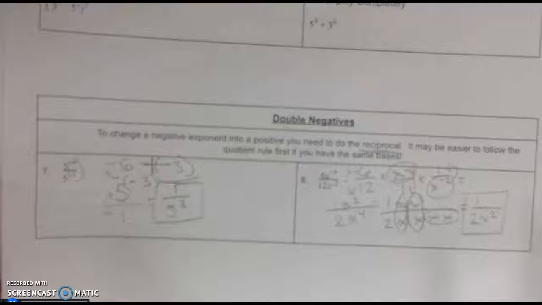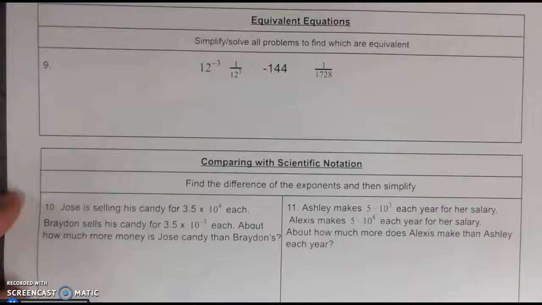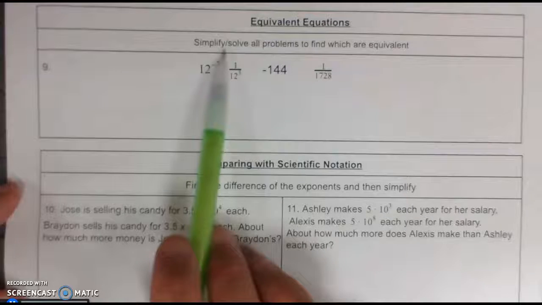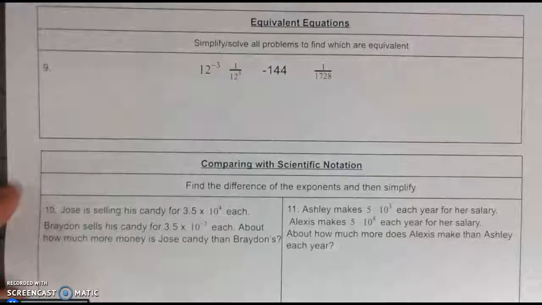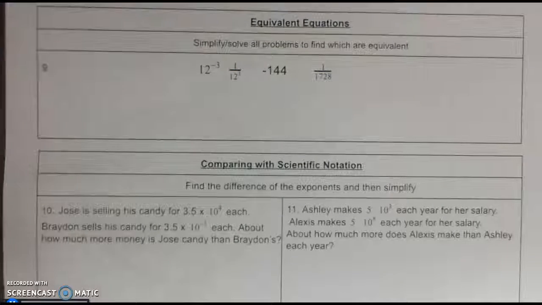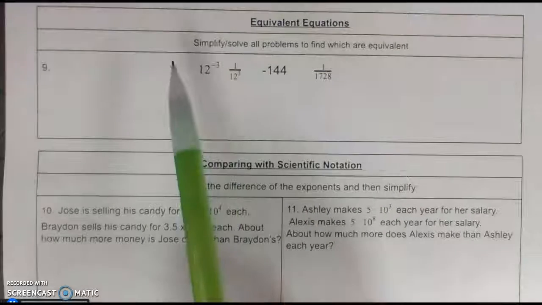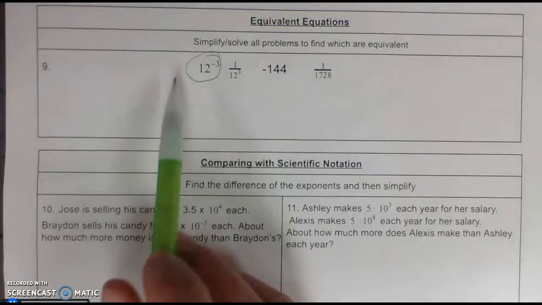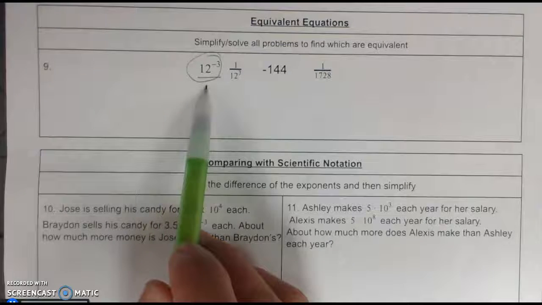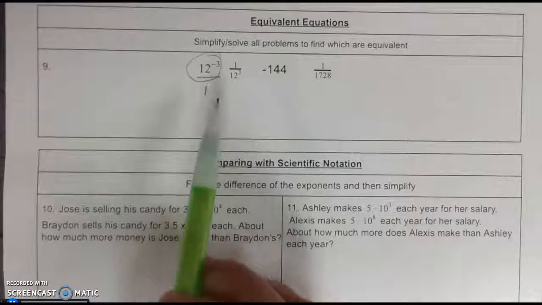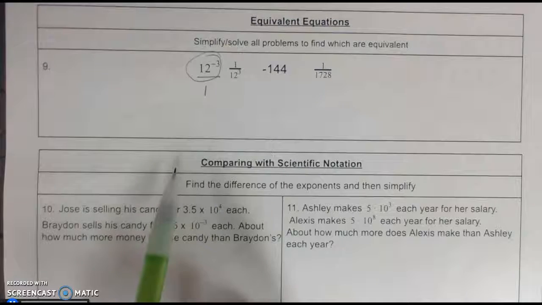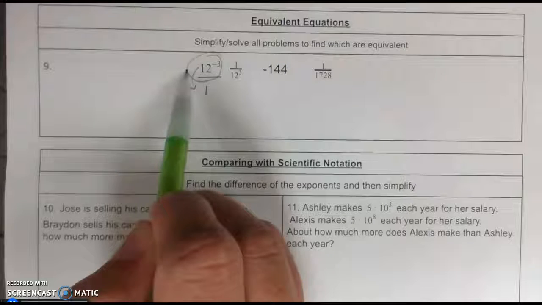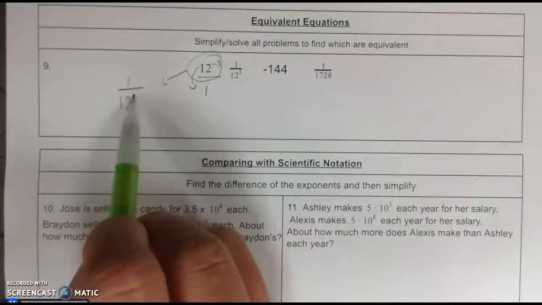So now we're going to move on to the equivalent equations. This is simplify and solve all problems to find which are equivalent. Equivalent means that they're the same, they equal each other. So we'll start with this first one here. Well, I'm dealing with a negative 3, so that means I need to flip it. Drawing the line and the 1 will definitely help you when you have a negative, so that way you can see that I do need to flip them. So this answer is actually a 1 over 12 cubed.